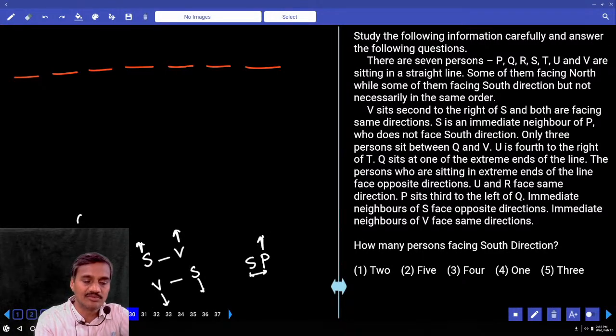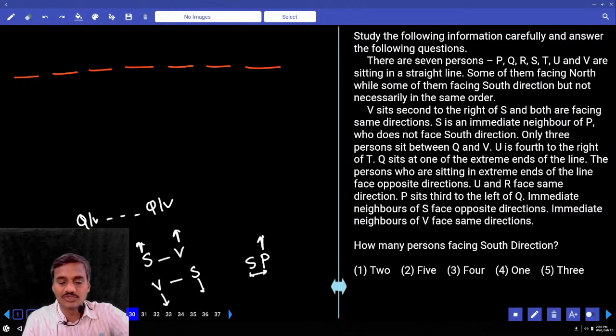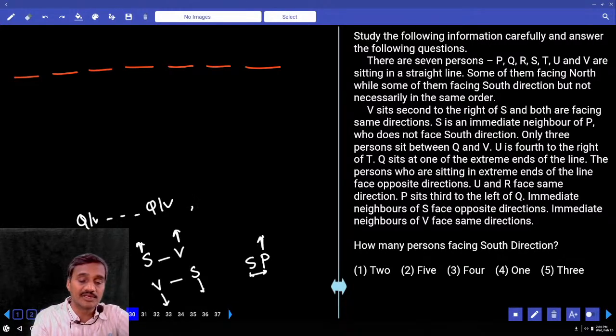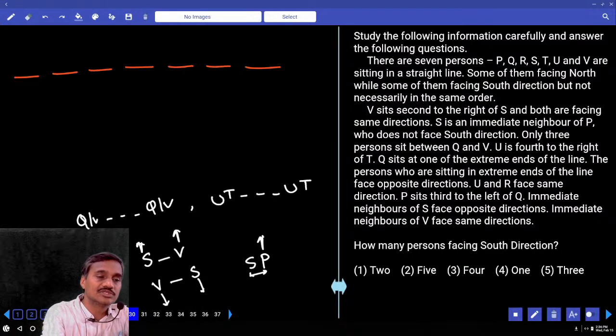There must be exactly 3 people between Q and V. U is 4th to the right of T, so there must be exactly 3 people between U and T. And Q sits at one of the extremes of the line. This is where we need to start.